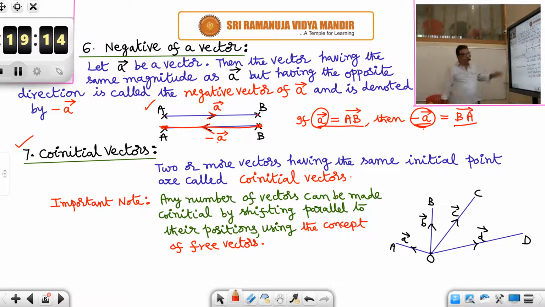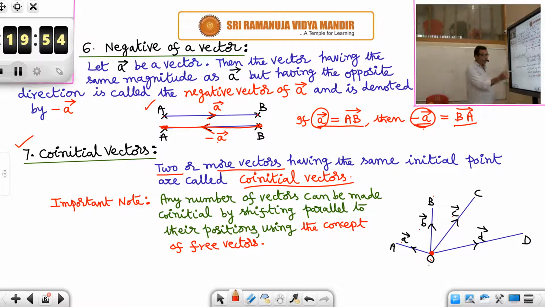Next, seventh point, co-initial vectors. Two or more vectors having the same initial point are called co-initial vectors. See the diagram. OA bar, small a bar, OB bar, small b bar, OC bar, small c bar, OD bar, small d bar. These are all having the same initial point O, but terminal points are different. So these vectors are called co-initial vectors because they have the same initial point.